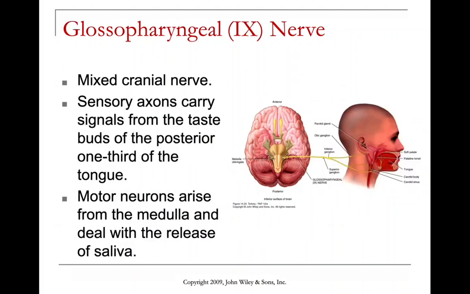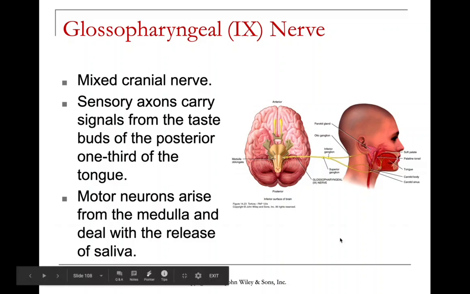The glossopharyngeal nerve is mixed. Sensory neurons are going to carry the taste buds from the posterior 1/3 of the tongue. It's where bitter flavors are. Motor neurons are going to arise from the medulla and deal with the release of saliva. So the gag reflex is also carried by the glossopharyngeal nerve.